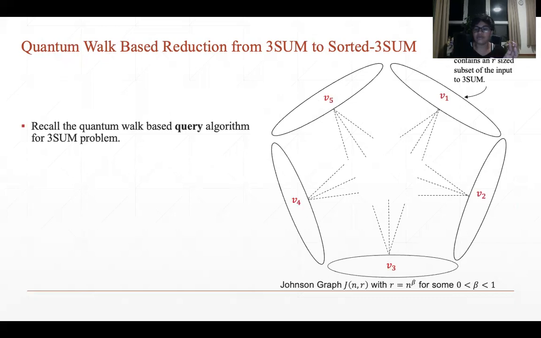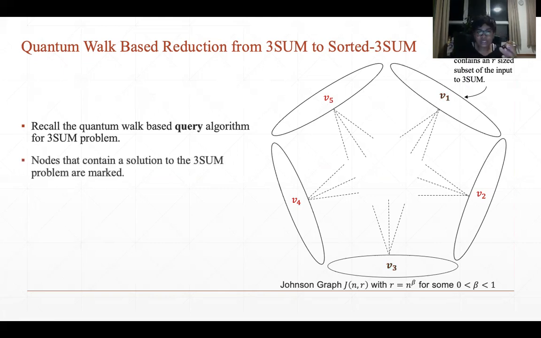We have this Johnson graph with parameters n and r, where r is some n^β, where β is between 0 and 1. So basically, r is a polynomial of n, but it's a sublinear polynomial in n. Now, each vertex represents an r-sized subset of this instance of the 3SUM problem. And we have edges connected from vertex vi to vertex vj only if they differ in exactly one index.